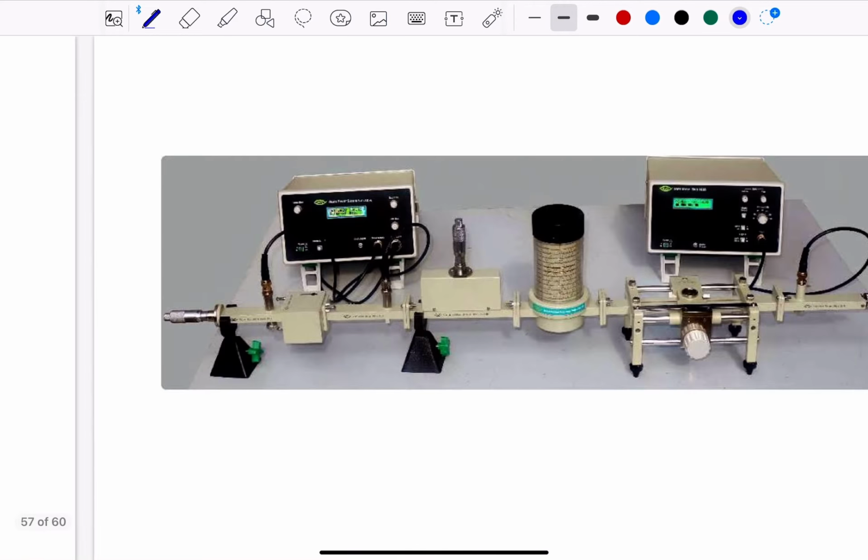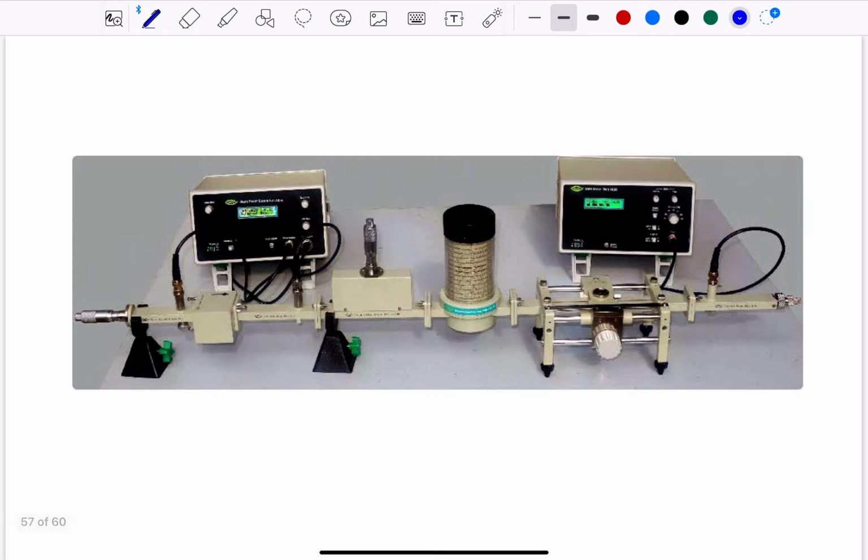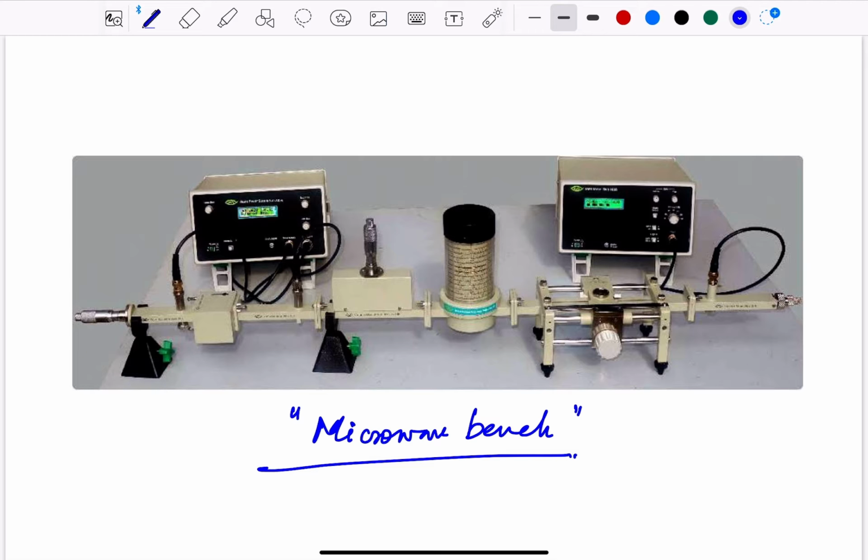So basically, if you see this picture, this is a microwave bench. You will see this microwave bench in a microwave lab, and this is a very basic instrument. You will find a number of components are there. I can mark them in the picture.